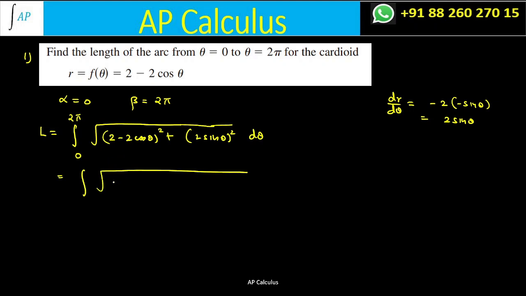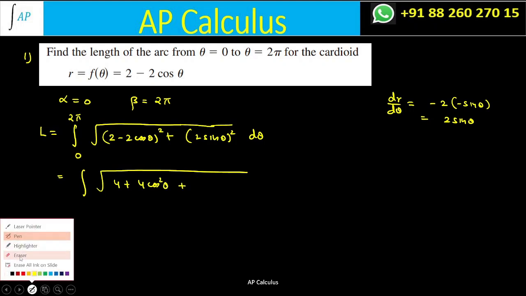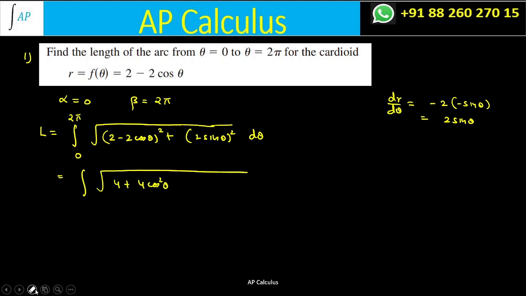So if you expand this, it is a square plus b square, and since it is a minus b, it will be minus 2ab. So minus 8 cos theta. This will become 4 sin square theta d theta. This is going from 0 to 2 pi.